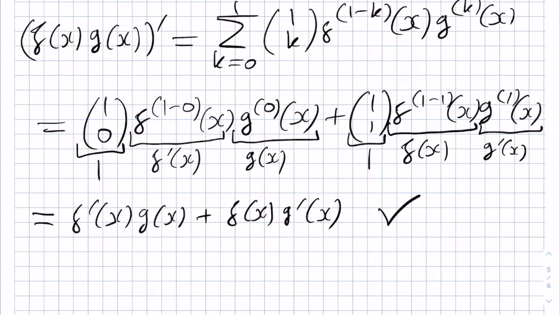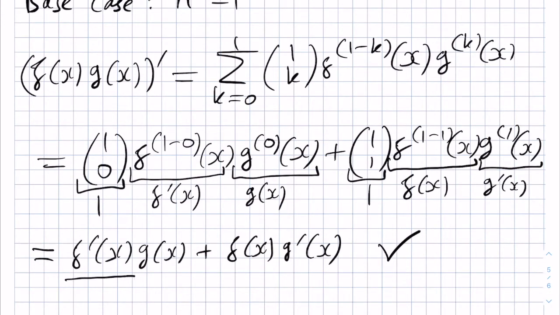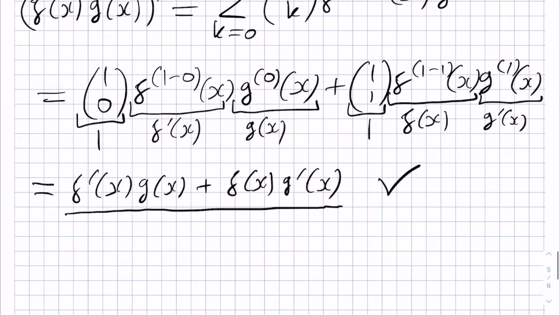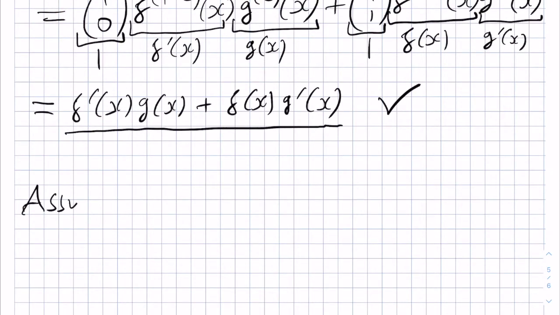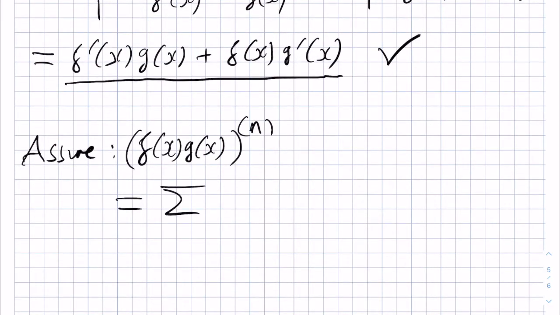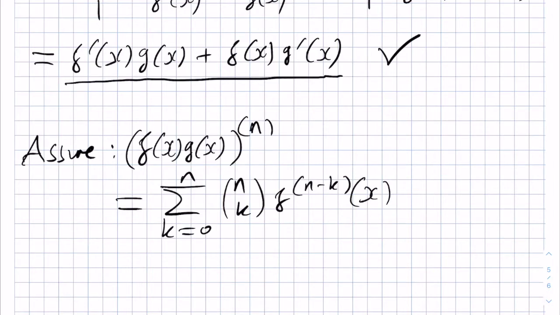F of x times g of x differentiated once is f prime g plus g prime f, or fg prime. And so, indeed, our base case is satisfied. So next we should have our inductive assumption. We assume that for a fixed value of n, f of x times g of x differentiated n times is equal to the sum from k equals 0 up to n of n choose k with f to the n minus k derivatives and then g with k derivatives.